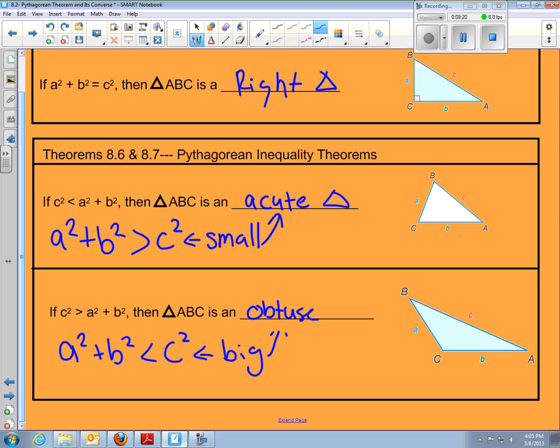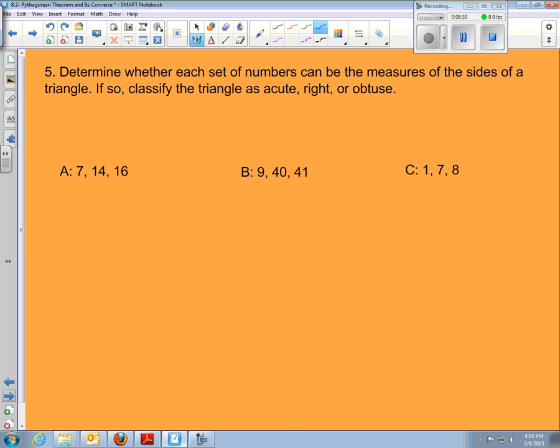Obtuse. There we go. Obtuse triangle. You guys don't have those drawings in your note sheet, so go ahead and add those into your note sheets. All right, let's look here.